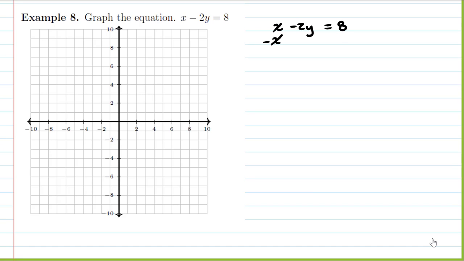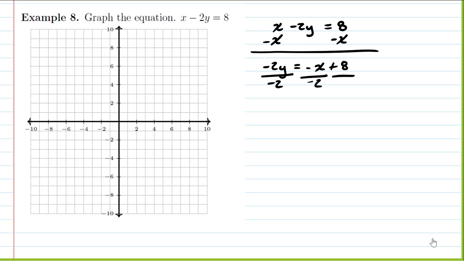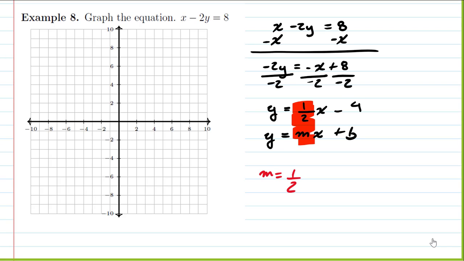So we minus x, we minus x. That would give us negative 2y is equal to negative x plus 8. And we divide by negative 2, divide by negative 2, and divide by negative 2. So y equals, a negative divided by a negative is positive, so 1/2 x. And 8 divided by negative 2 is negative 4. So we could then identify both our m and our b. So our m value in this case would be 1/2. And our b value would be negative 4.